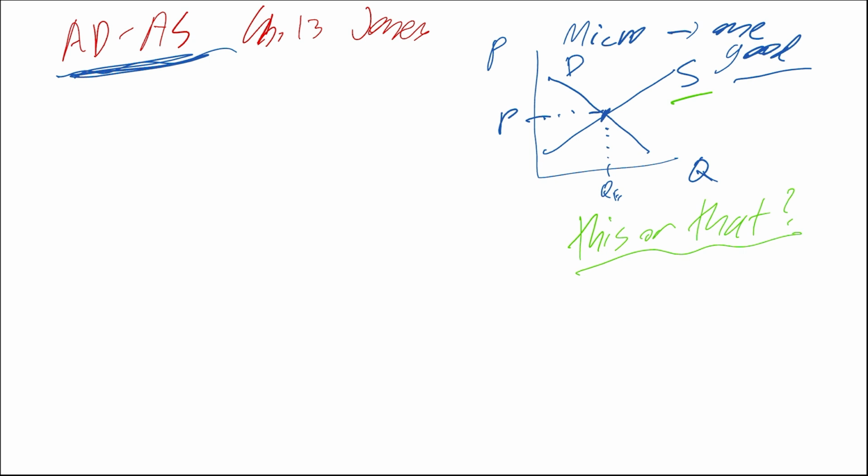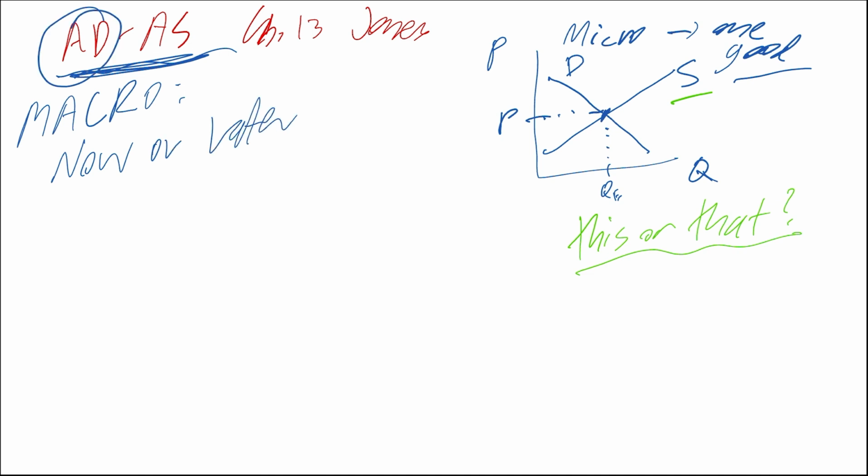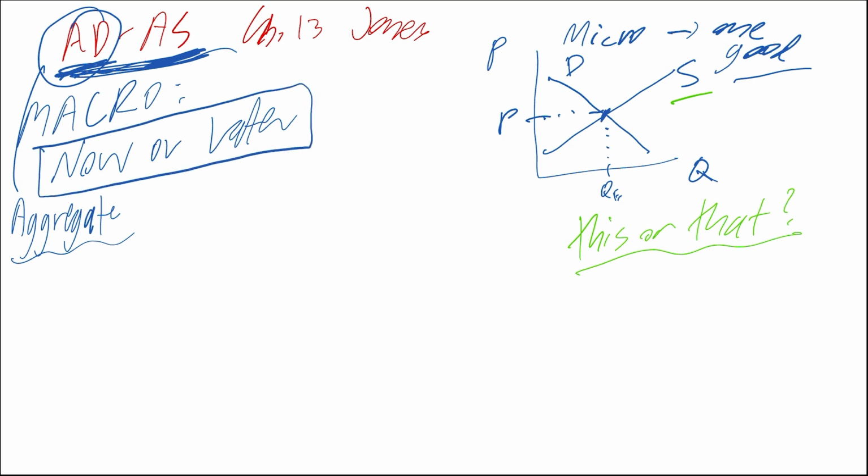And so if micro is about this or that, then macro is more about the question of now or later. Because if we think about aggregate demand and aggregate supply, we're looking at not just one good or service, but all the goods and services that the economy produces at once. So how much do people want to buy of all the different goods and services in the economy? How much do people want to produce of all the different goods and services in the economy? So it's not so much about producing more of this or that or buying more of this or that. It's about, do we want to spend more resources now or later?